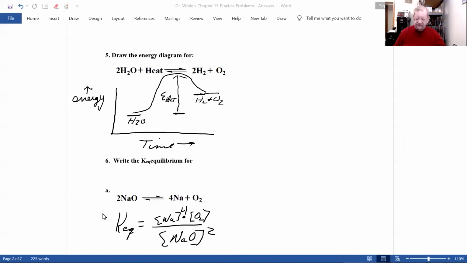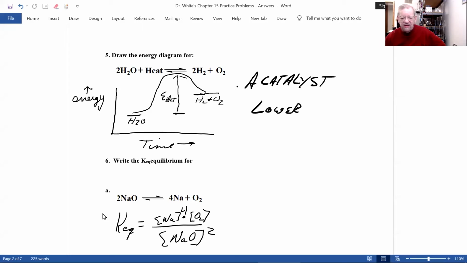Time's up. How does the catalyst work? No, it doesn't speed up the reaction. When I ask how, that's what it does. How does the catalyst work? A catalyst lowers the activation energy. So what it does is lower that hill and make it easier to go over. And that's how a catalyst works.